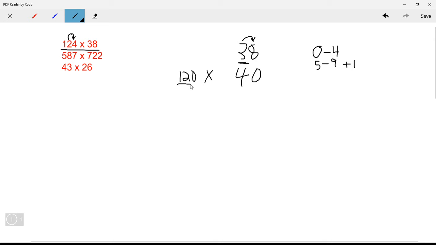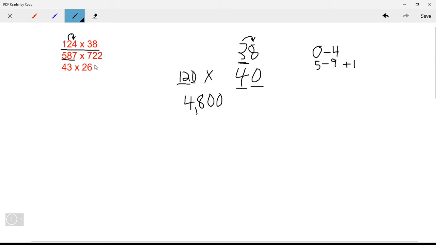Now, I can look at the base facts of 12 times 4. Since I know my multiplication tables, I know that 12 times 4 is 48. And then I'm going to add the 2 zeros from these numbers, and it becomes 4,800. Okay, that is this number rounded to the nearest 10.